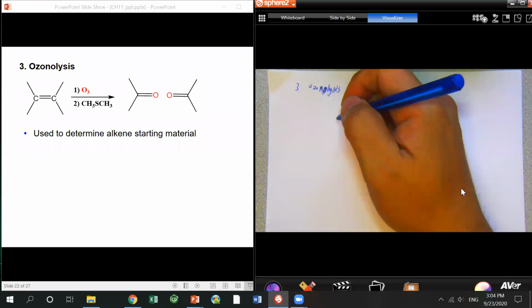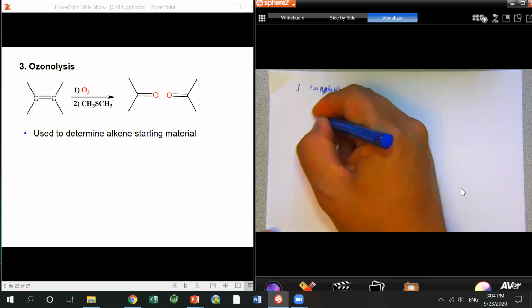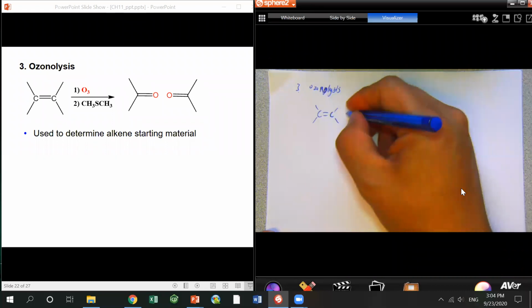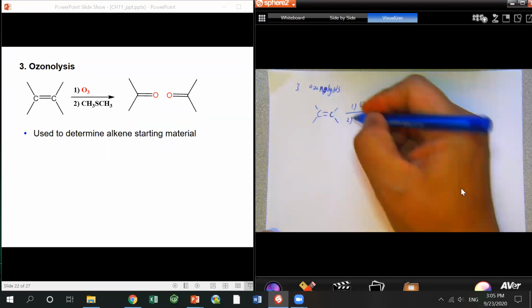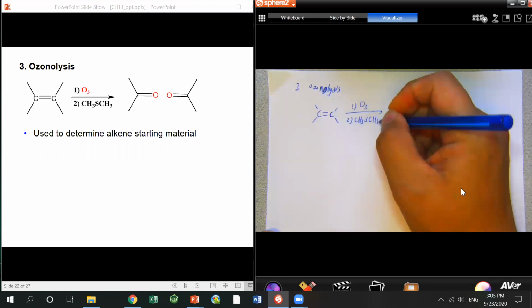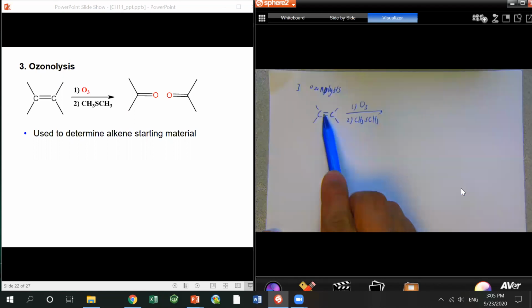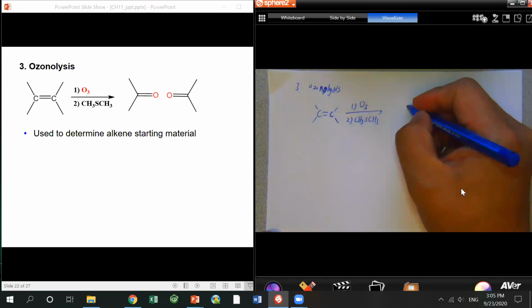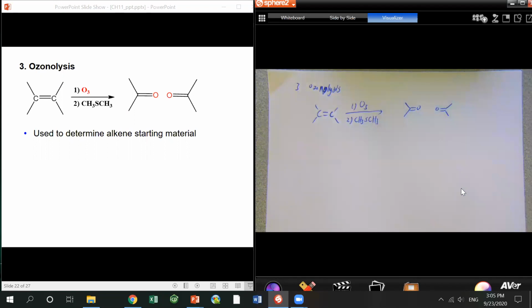So this is my favorite reaction. If you have one alkene, just redraw it on the screen, and you apply ozone, O3, and then the second step, you use dimethyl sulfide, CH3SCH3. Then you cleave the C=C double bond into two C=O double bonds. So you break up the whole molecule, and then you generate either two ketones, or two aldehydes, or one ketone and one aldehyde. So this reaction is pretty useful.